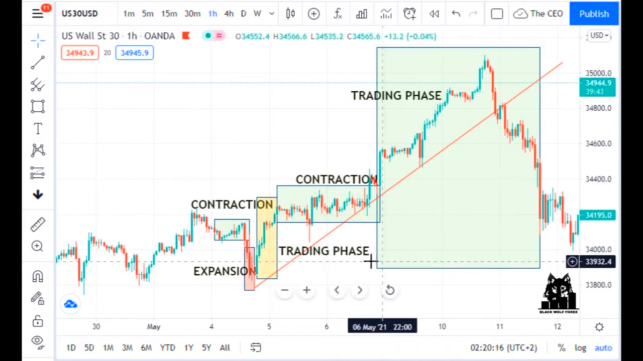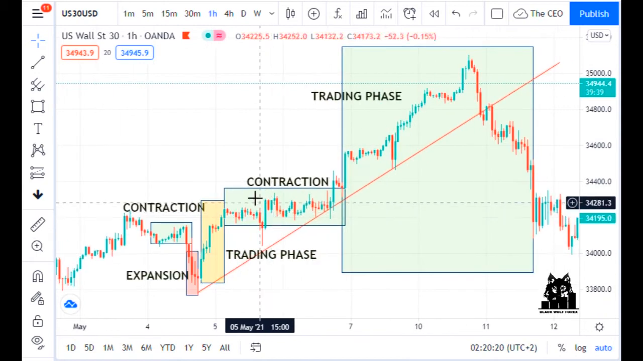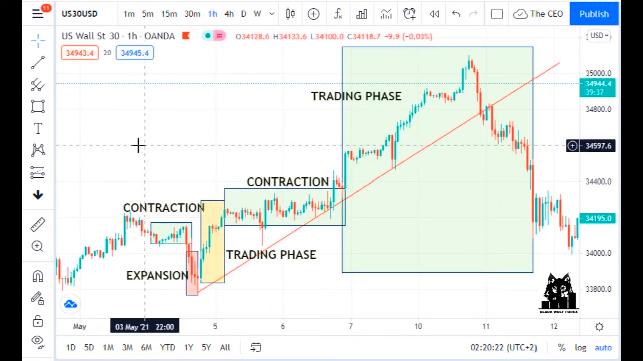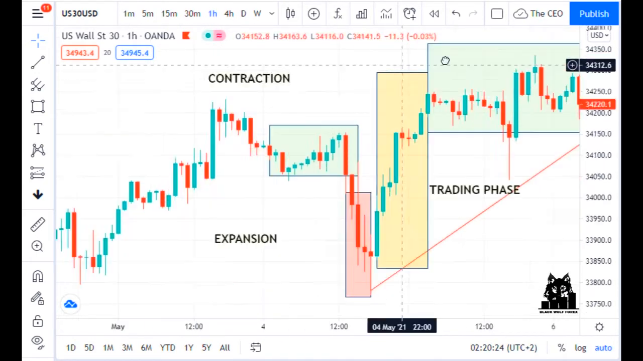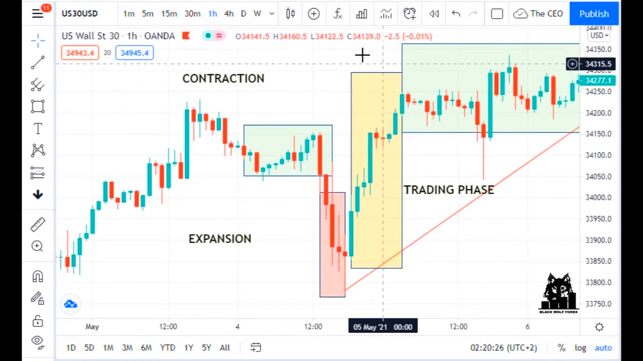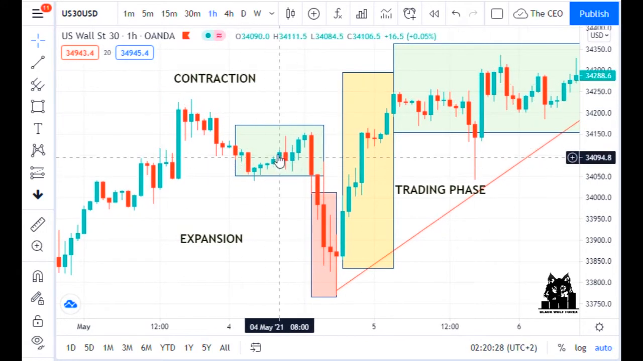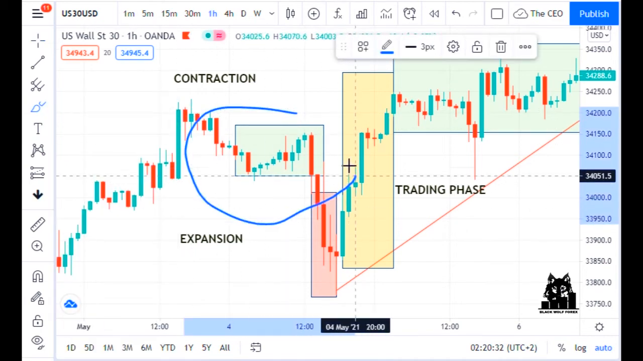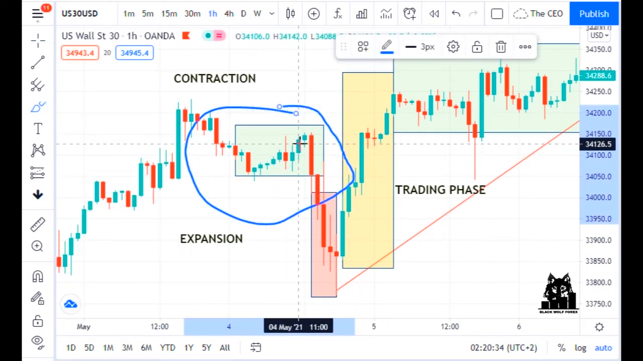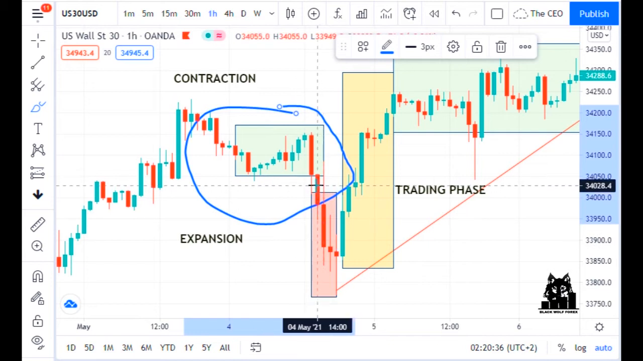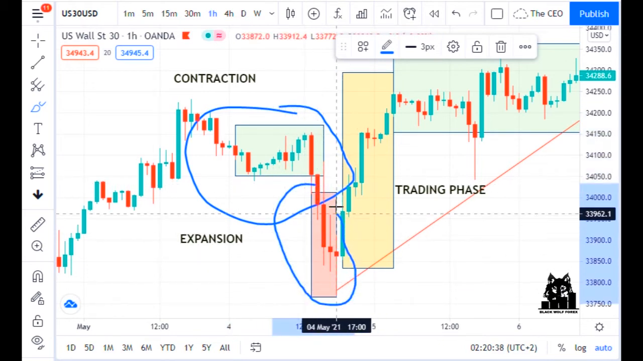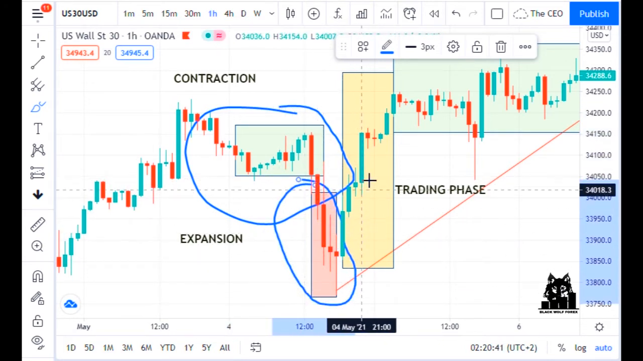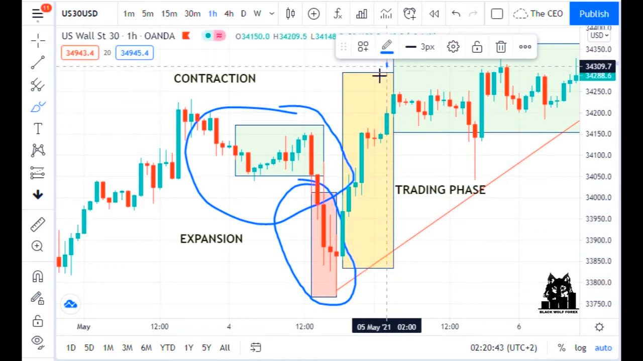Okay, guys. As you can see here, we have our phases here. Right here, we have our contraction phase, and then here on the low we have our expansion phase, and then here we have our trading phase. All right.